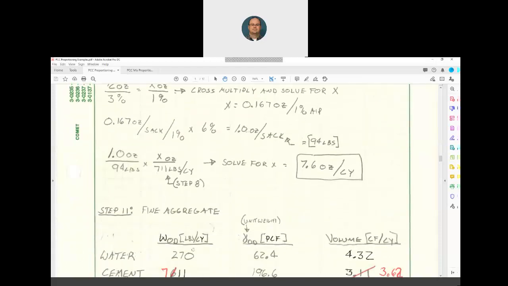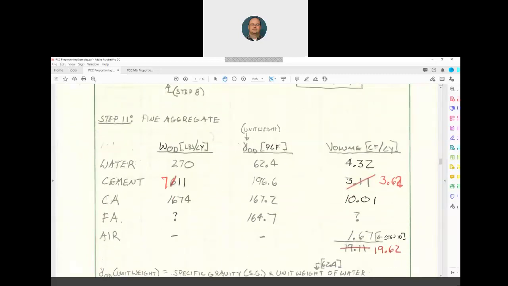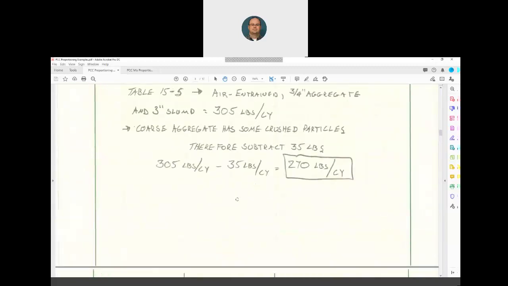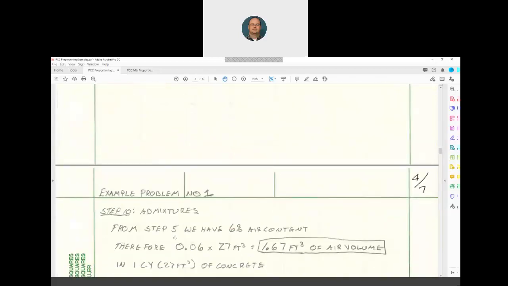All right, step 11, fine aggregate. I made some errors here, but I corrected them. So we have water, cement, coarse aggregate, fine aggregate, and air. Weight oven dry, pounds per cubic yard. I know I'm using 270 pounds because that was from step 7. Remember, we pulled it from the table. So we're using 270 pounds per cubic yard of water.